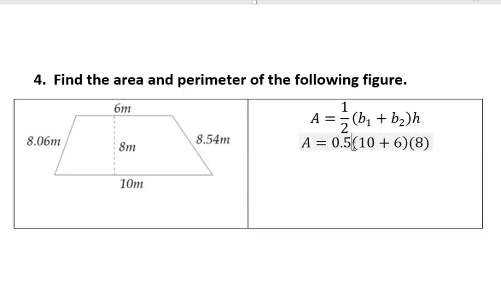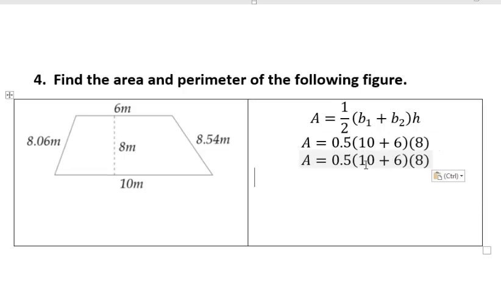10 plus 6 is 16, so I could put 16 here, or I could put the whole thing inside the calculator to get the answer. It doesn't matter which you decide to do, you're still going to get the same answer. If I multiply 0.5 times 16, or 10 plus 6 times 8, that should give me an answer of 64. Because the units are meters, I'm going to put meters, and because I'm finding area, I need to put that unit squared. It will be square meters.